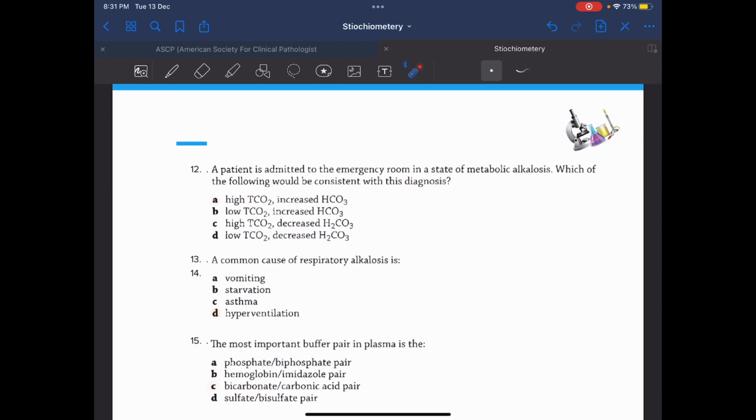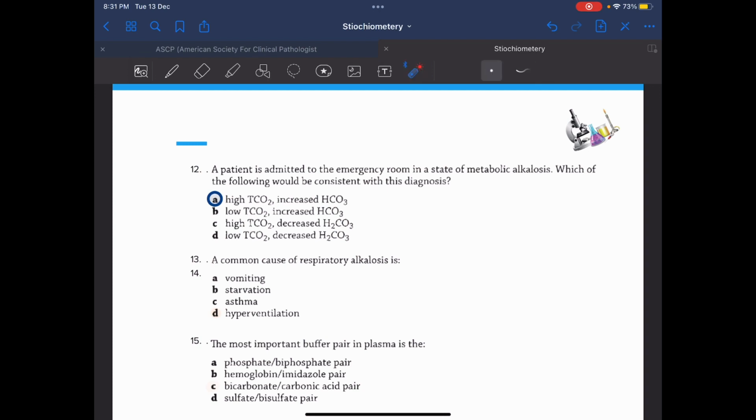Question number 12. A patient is admitted to the emergency room in a state of metabolic alkalosis. Which of the following would be consistent with this diagnosis? High total CO2 and increased HCO3, low total CO2 and increased HCO3, high total CO2 but decreased H2CO3, or low total CO2 and decreased H2CO3. The correct answer is A, high total CO2 and increased HCO3.